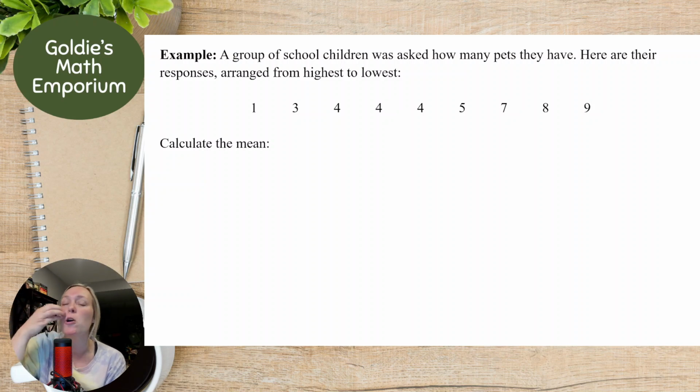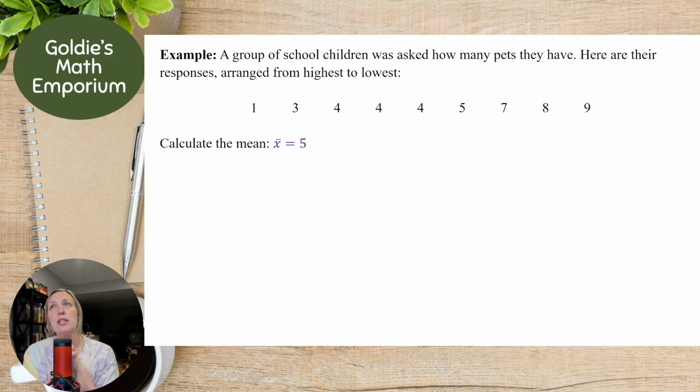So here's my go-to example. A group of school children were asked how many pets they have at their home. And here are their responses arranged from lowest to highest. Our first step to find the standard deviation is actually to calculate the mean. And the mean number of pets is going to be 5 here in this sample. So this is why the standard deviation and the mean go hand in hand: in order to find the standard deviation, you are actually going to be using the mean to get it.